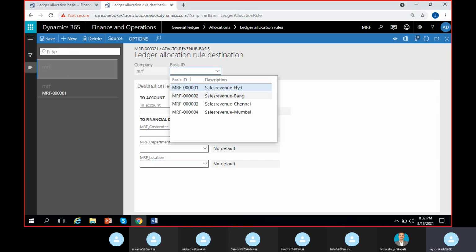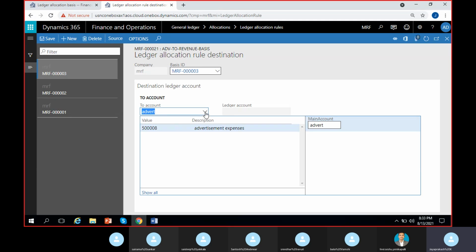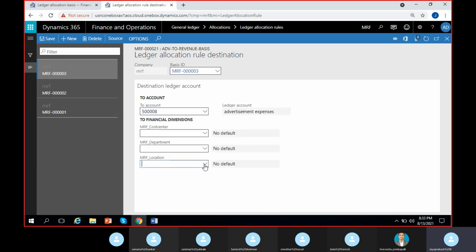Next, the second basis ID for Bangalore location. Select the same 5,08,000 advertisement expense account. Wait, what's wrong? Okay, it's loaded slowly. Advertisement expense account only. Okay, and location as Chennai.